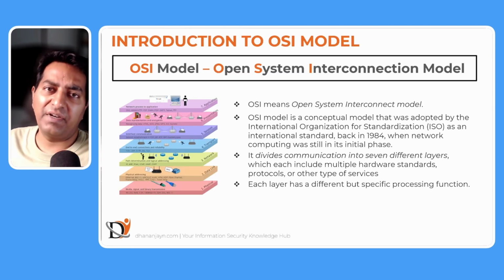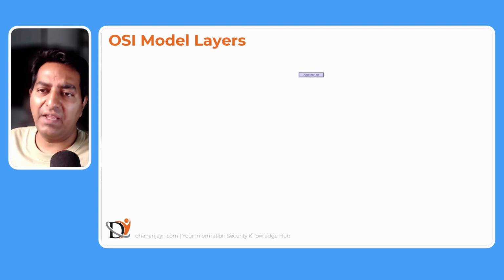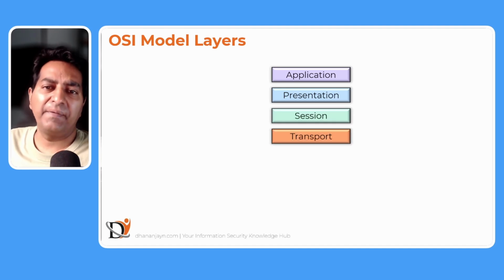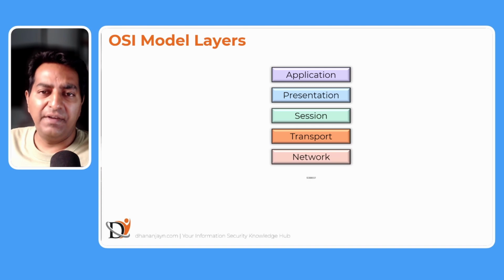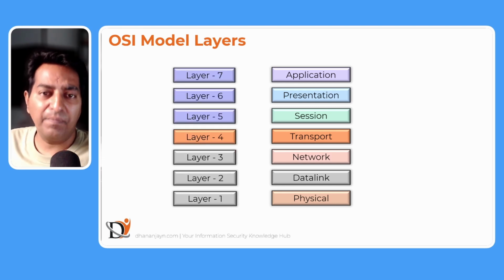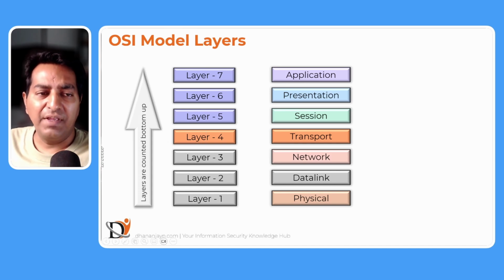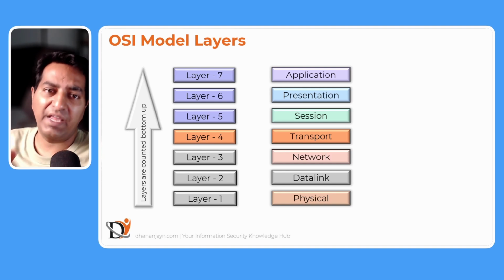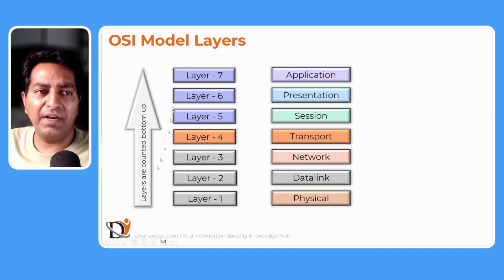So the Open System Interconnection model is composed of 7 layers, namely the application layer, presentation layer, session layer, transport layer, then the network layer, data link layer, and physical layer. So these are the 7 layers. These layers are always counted from the bottom to the top. If you look here, I have given numbering from 1 to 7. When it comes to the counting of the layers, the physical layer is layer 1 and the application layer is the seventh layer. Even if it looks at the top, it is the seventh layer in the OSI model. And you can see the layers are counted bottom up.